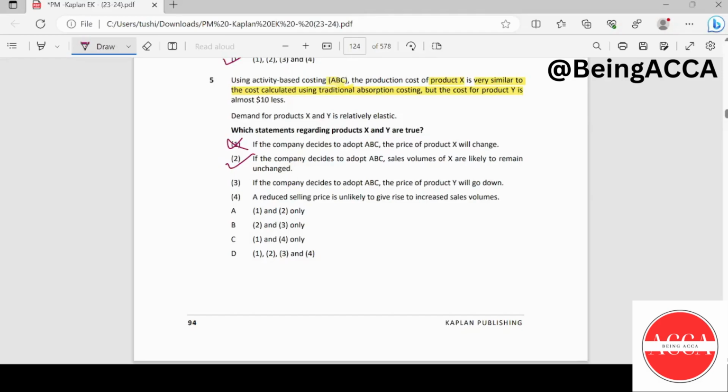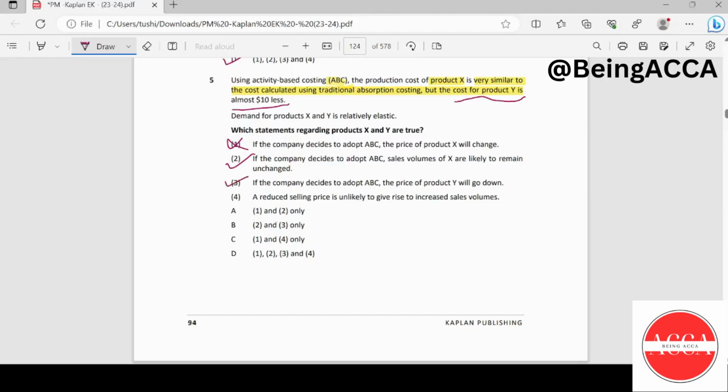Right. If the company decides to adopt ABC, the price of product Y will go down. Now see over here that it is written that the cost of product Y is almost $10 less when we use the ABC method. So when we find out the actual cost that we are incurring in producing product Y and the demand is elastic, we'll try to reduce the price so that once we reduce the price, more and more customers will be buying it. So yes, the price of product Y will go down because the cost is almost $10 less. So the statement is also correct.